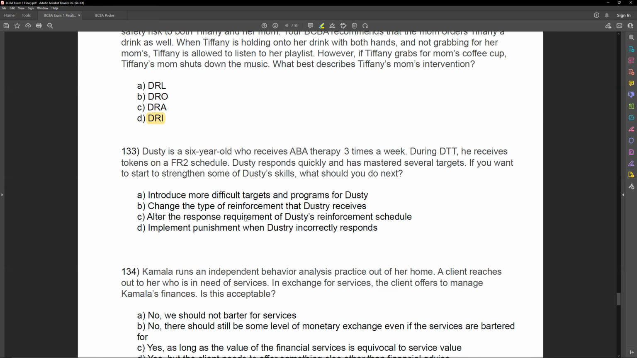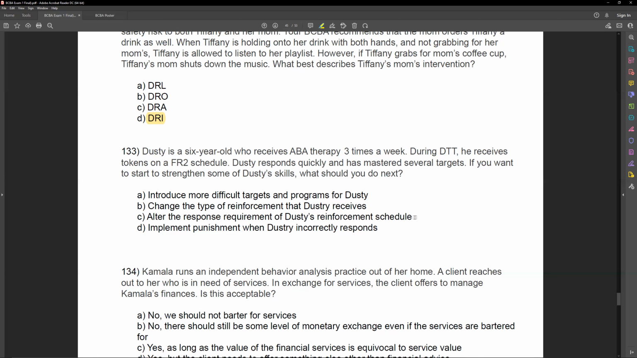C, alter the response requirement of Dusty's reinforcement schedule. Yes, all right, so we want to strengthen Dusty's skills. He's on an FR2 schedule, a very thick schedule. Let's change that. Maybe we go to an FR4. Maybe we go to a VR3. We're going to alter and increase the response requirement of Dusty's reinforcement schedule to try to strengthen and start to maintain those behaviors. C looks like our answer.